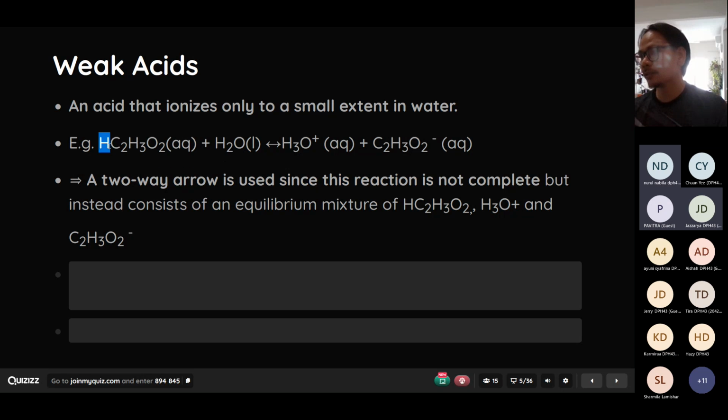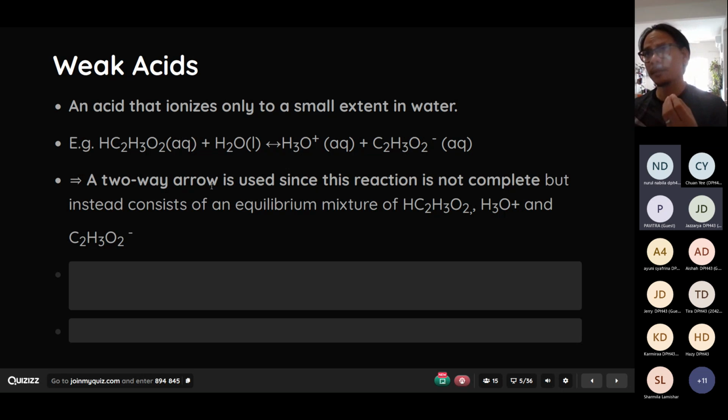So pada asalnya you can see here, this substance here akan donate hydrogen pada H2O. That's why dia akan hasilkan H3O+ dan juga this ion. Tapi macam saya cakap tadi, dia tak stabil. So because of that instability, hydronium ion ni akan donate dia punya hydrogen balik semula to this ion, thus producing dia punya form yang asal. So a two-way arrow here is used since this reaction is not complete, but instead it consists an equilibrium, a mixture of acetic acid, hydronium ion dan juga acetate ion.